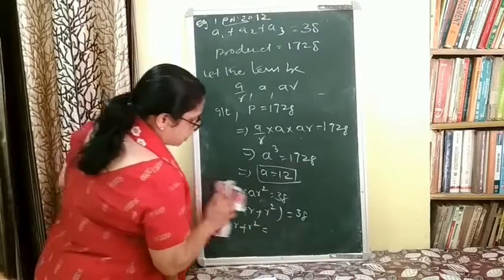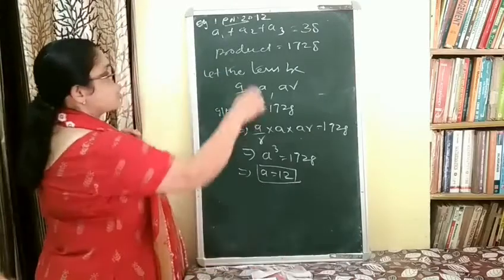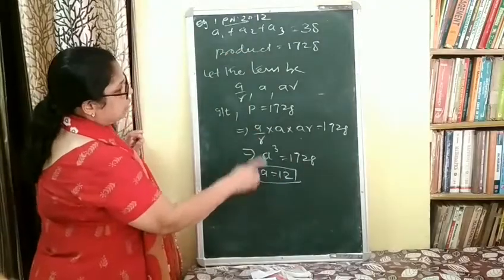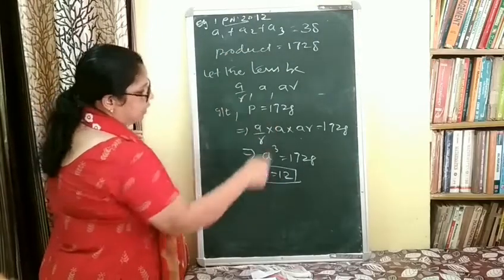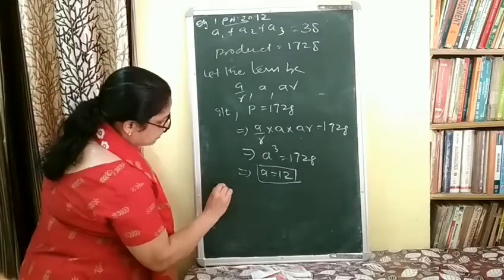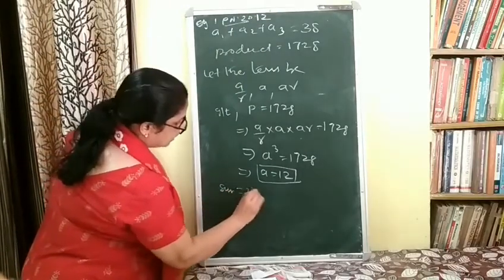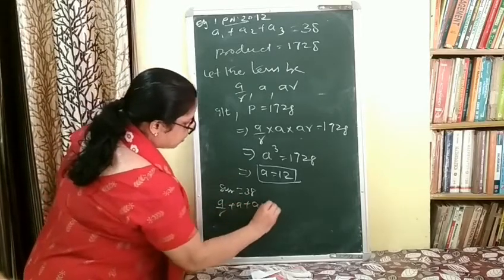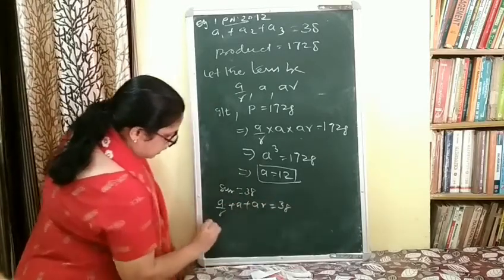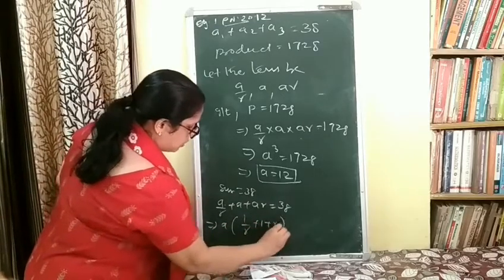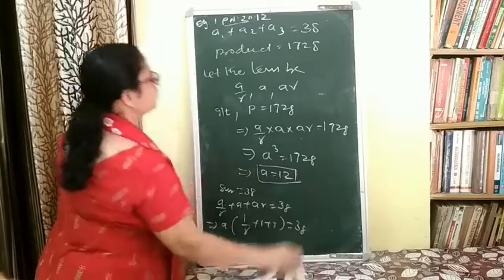We have, this is not right. We have assumed the term as A by R, A, AR. Don't write AAR square. हमने ये टर्म ही A by R, A, AR लिया तो वापस AR square नहीं ले सकते. तो आपको क्या लेना है? Sum is equal to 38 implies A by R plus A plus AR is equal to 38. That means A into 1 by R plus 1 plus R is equal to 38.